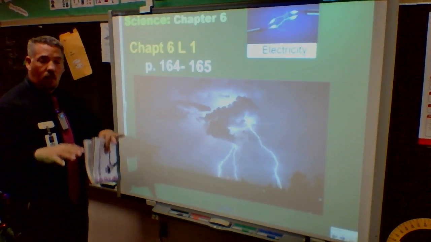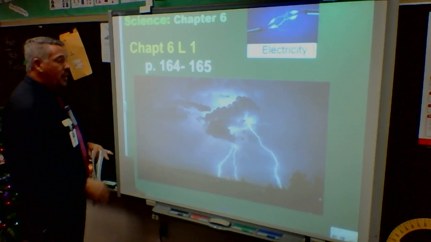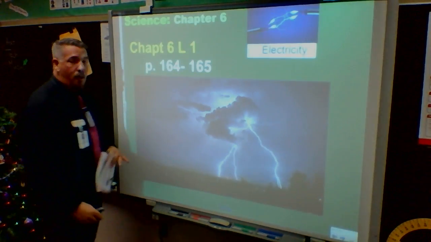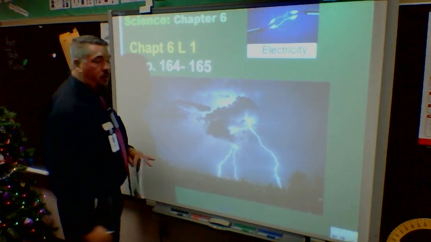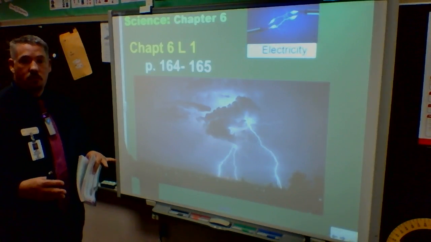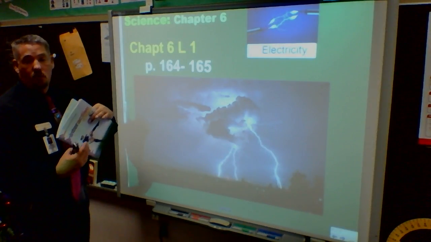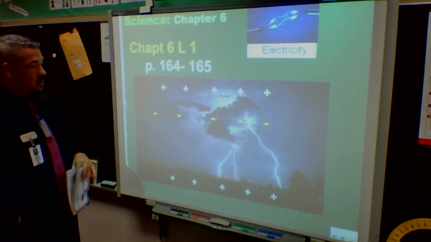And as our clouds get more and more condensed, they get heavier and they lower down in the atmosphere. And when they get closer down to the ground, our ground is also covered in protons or positive charges. And that's when the opposites are going to attract, and that's what causes lightning.